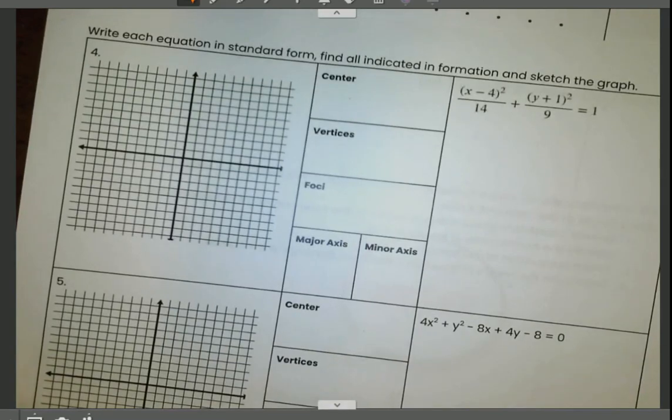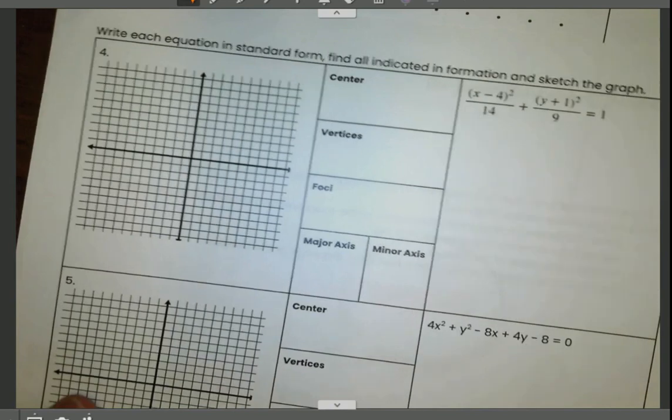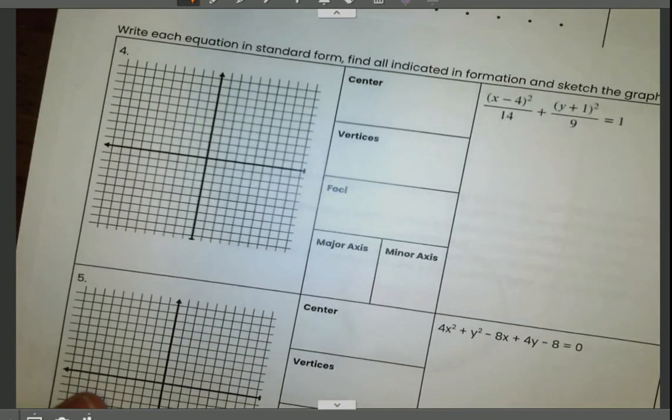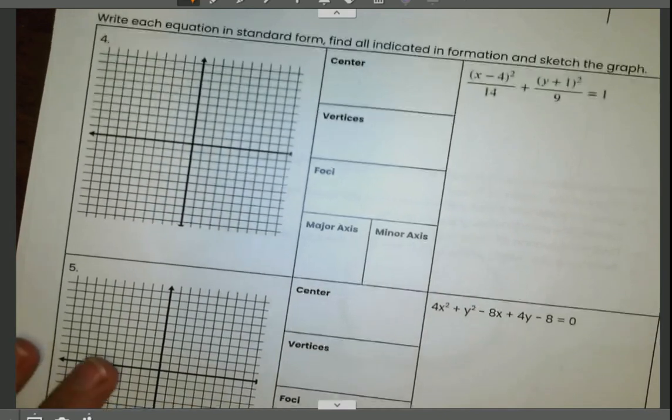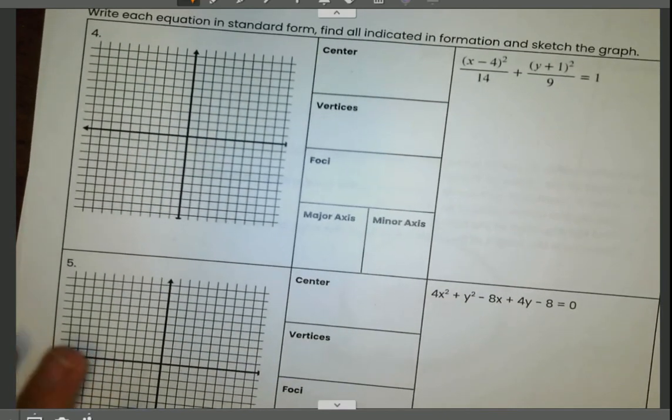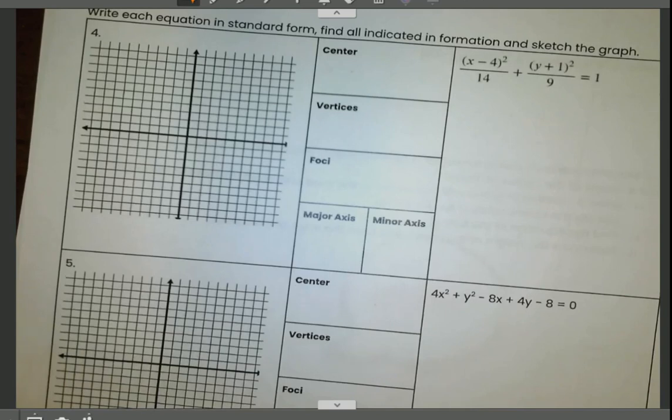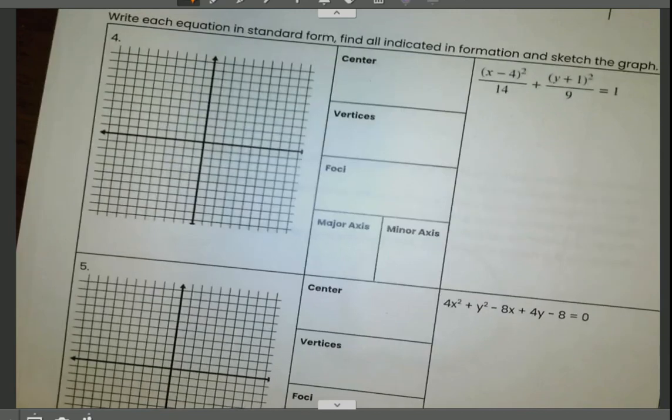I would like you to try graphing out example 4 on your own. You will get a radical, so just approximate, and then do number 5 as well, and I will go over 6 and 7 and post 4 and 5 in the video for you to double check your work.